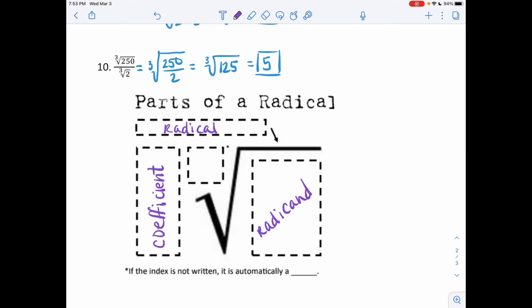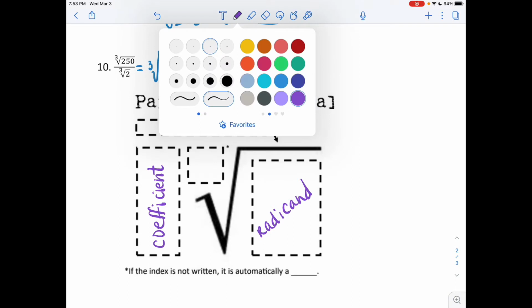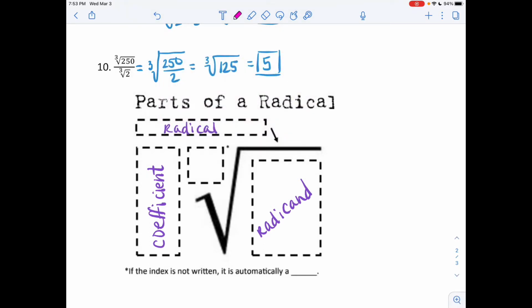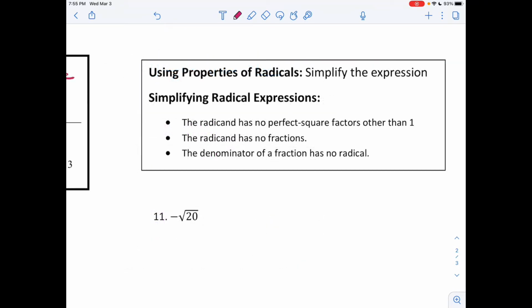And then finally, the small little floating number out there that we usually refer to with the n is called the index. And when we don't have a floating number out there, then it's the one that we're most typically familiar with, and that is a 2. So we are taking a square root if it doesn't tell us that it is a different n value or index.